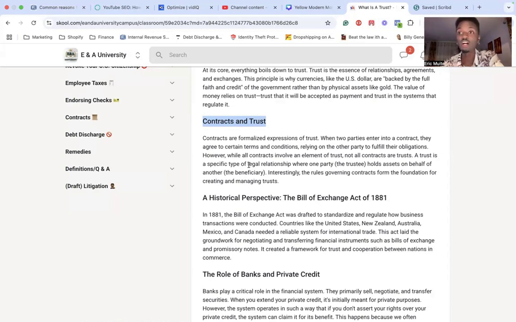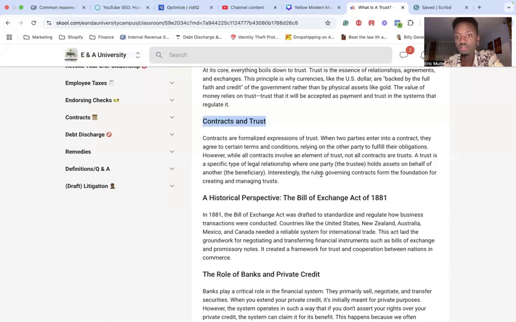Now you just created a contract. It's a verbal contract. Now, how can you fulfill that contract, right? You have to trust that that person is going to pull through and give you that cow when you give him the two sheep. It's all based on trust, right? However, while the contract has an element of trust, not all contracts are trusts. A trust is a specific type of legal relationship where one party holds assets on behalf of another, a beneficiary, right?